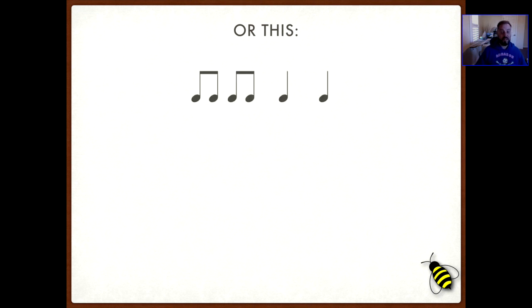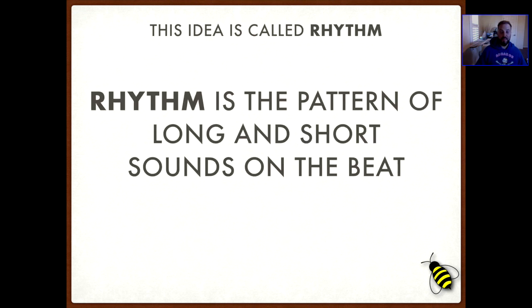Or like this. Let's read it together. Ready, go. Do, day, do, day, do, do. Do, do, do, day, do, day. This idea is called rhythm. Rhythm is the pattern of long and short sounds on the beat.